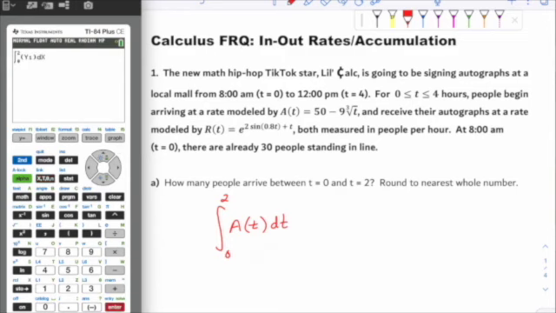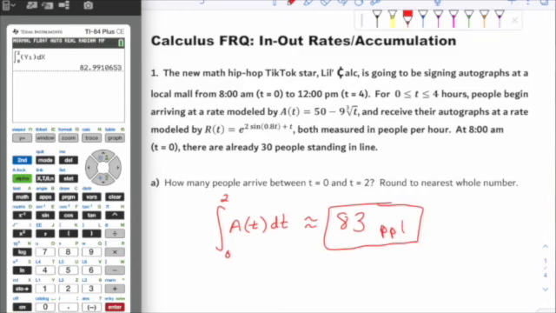Let the calculator do the work, and it says round to the nearest whole number, which we'll often say for things like measuring people. But if it doesn't say that, remember, always be accurate to 3 decimal places. So this rounds to about 83 people.